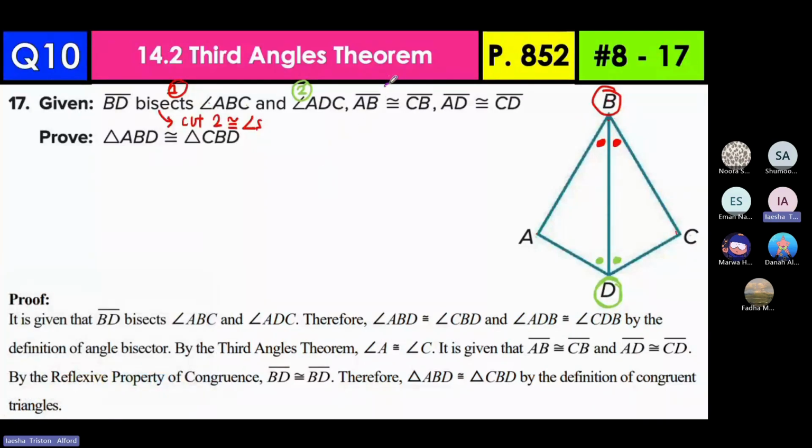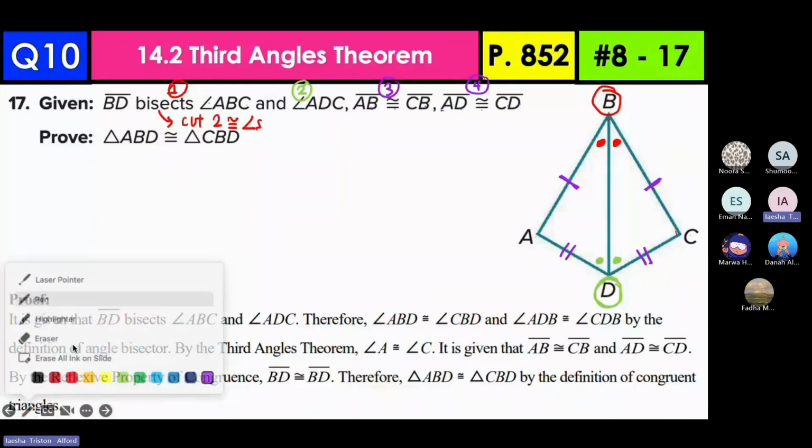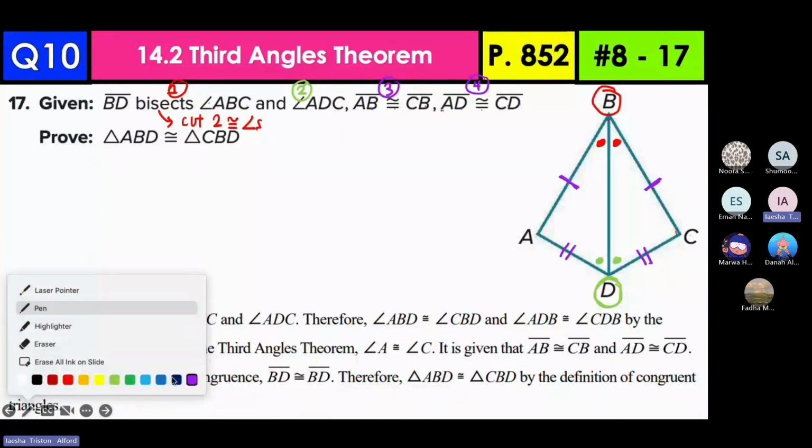Given number 3, side AB is congruent to side CB. So this side is congruent to this side. Given number 4, AD is congruent to CD. This side is congruent to this side. We want to say the triangles are congruent. What do we need to say the triangles are congruent?